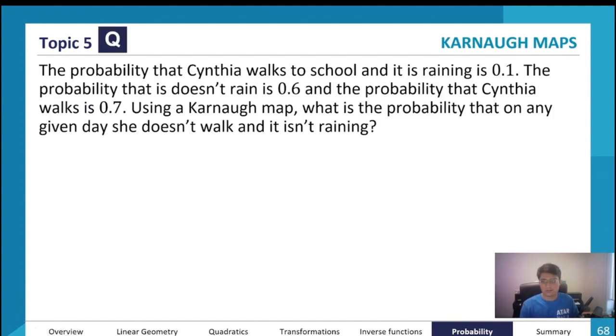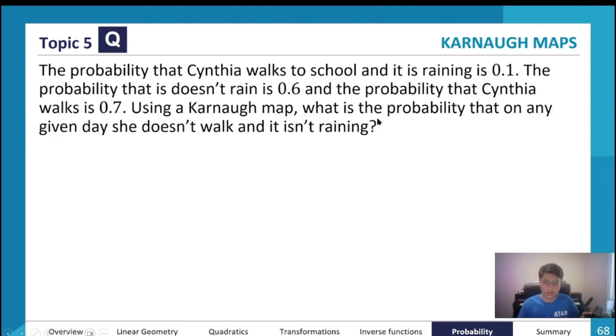Okay, so in terms of applying the probability table that we just looked at, you learn through more and more questions when it's going to come in useful. This is a characteristic question where you're going to end up having to use a probability table. It says the probability that Cynthia walks to school and it's raining is 0.1. The probability that it doesn't rain is 0.6, and the probability that Cynthia walks is 0.7. The question asks, using a Karnaugh map, what is the probability that on any given day she doesn't walk and it isn't raining?